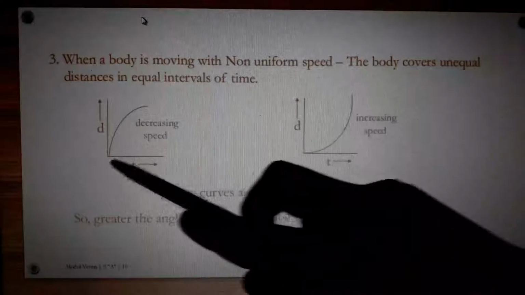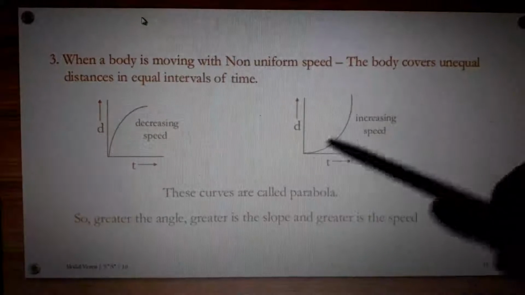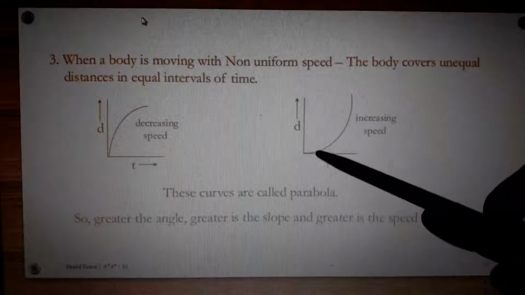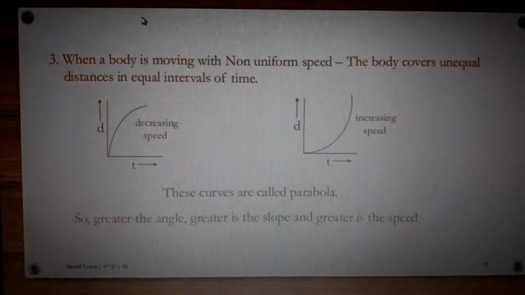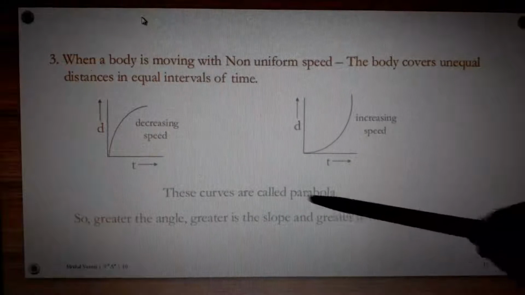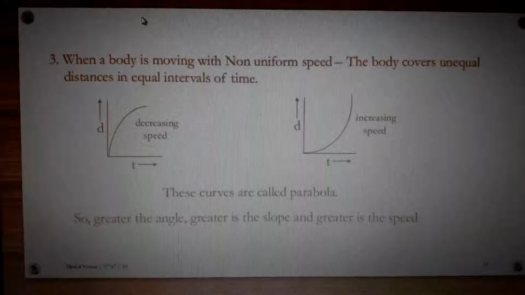This is called a parabola. It's just an arc, like a curve, isn't it? In mathematics it is called a parabola, so just study that. So the greater the angle, the greater the slope and the greater the speed. In this case, just see, the angle means which one? The angle which the x and y axes make with that center line.